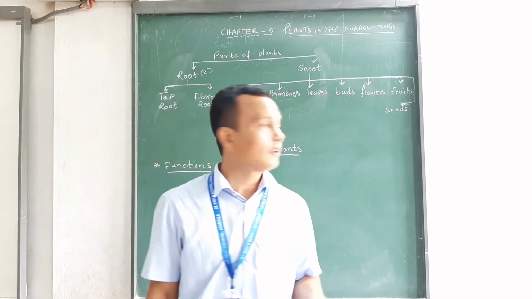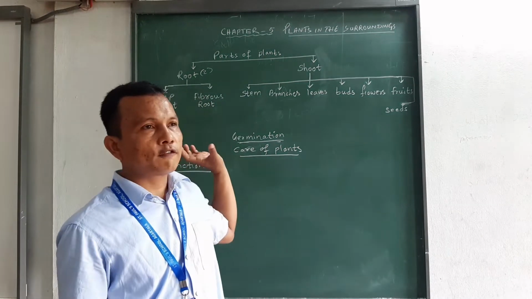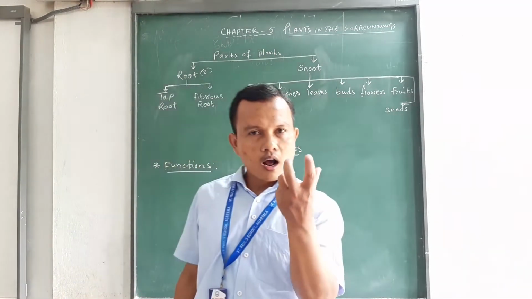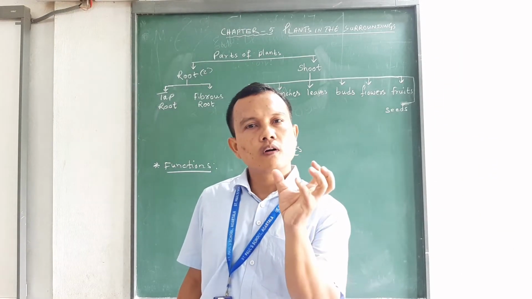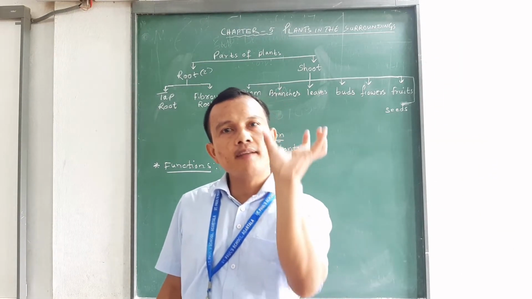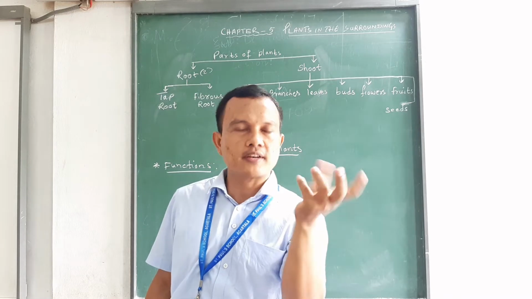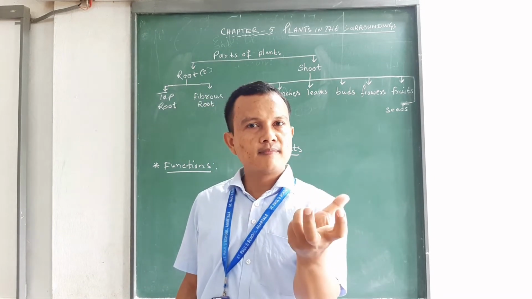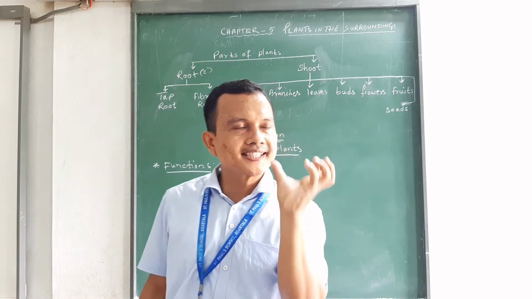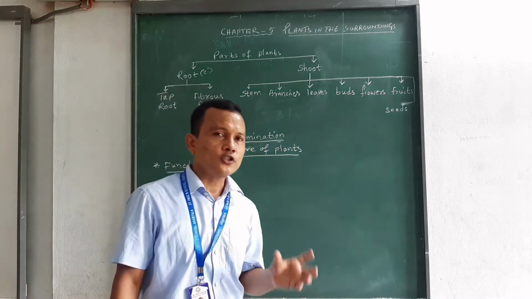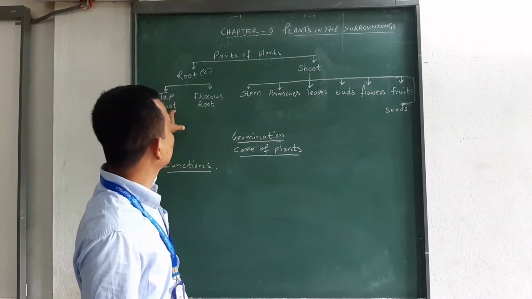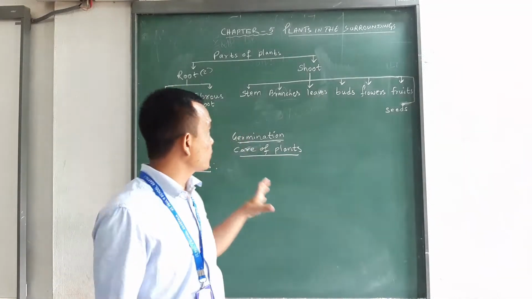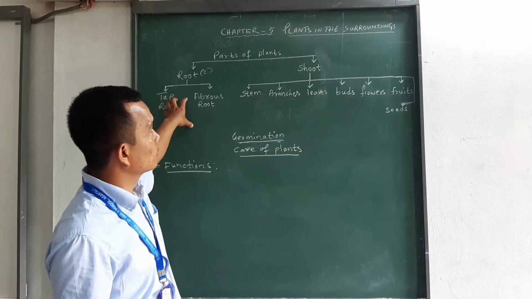And thirdly, an important function of the root is that it holds the entire plant or tree, whatever it may be, firmly, to make it stand upright. So this is one main function of the root. So you have already heard three or four points about the functions of the root.